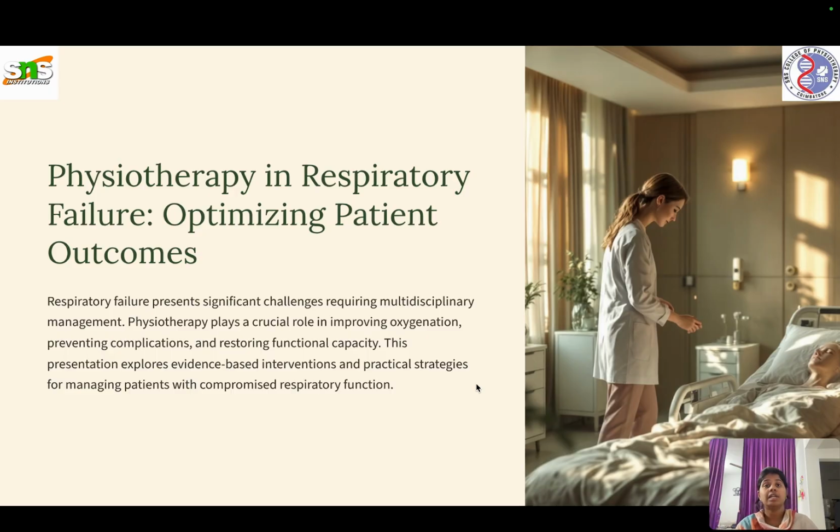This is a critical condition in which the respiratory system fails to maintain adequate gaseous exchange. It is commonly seen in emergency and ICU settings, and early recognition is important for patient survival.